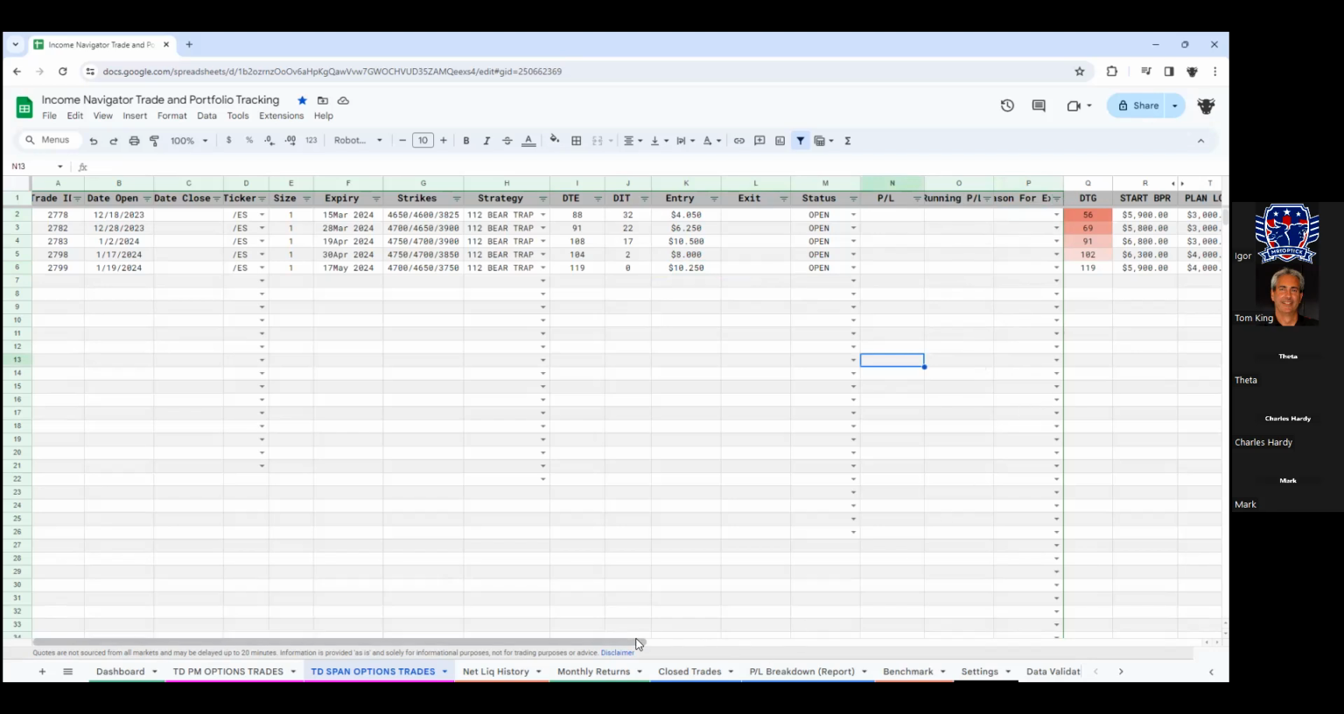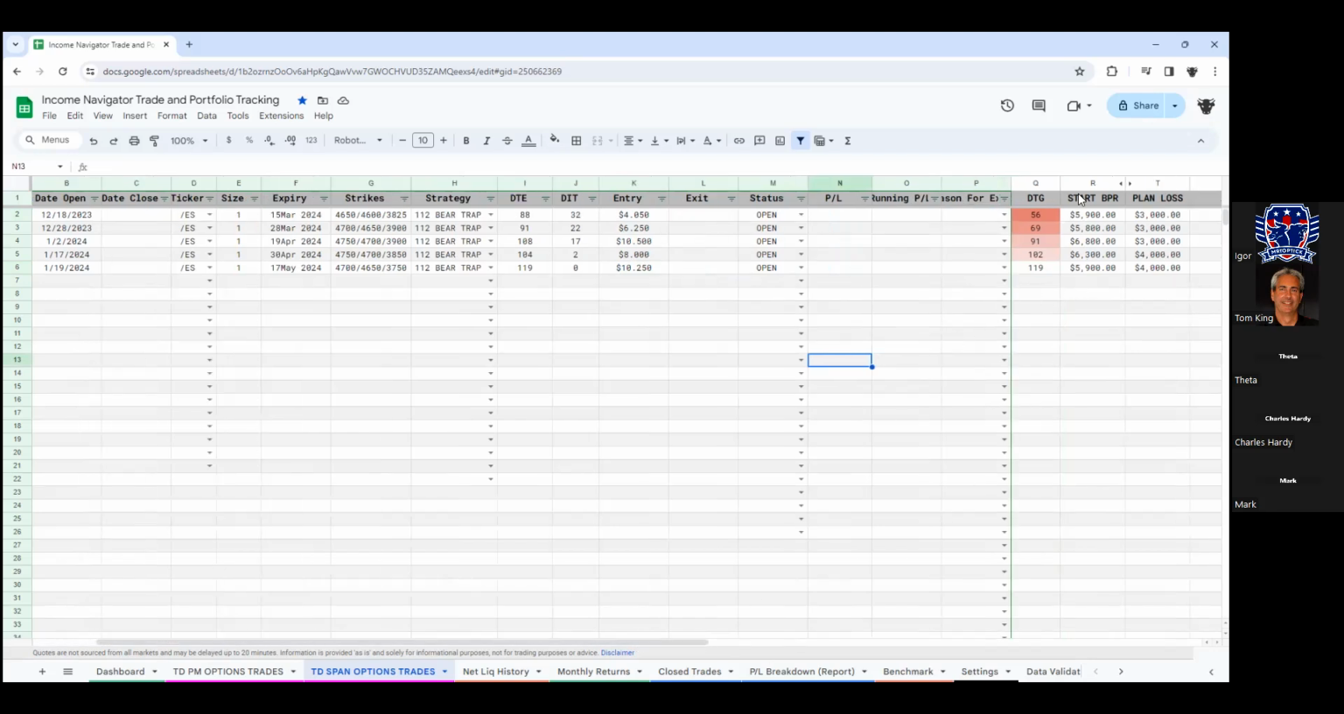And then here I have a few columns that help me track things. So this is telling me how many days to go, right? This trade was put on today at 119 DTE, so there are 119 days to go. The trade that I took back in December, which is currently open, was taken when it was 88 DTE. I've been in the trade for 32 days, and there are 56 days to go.